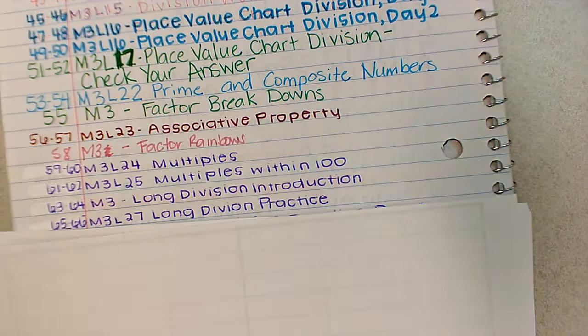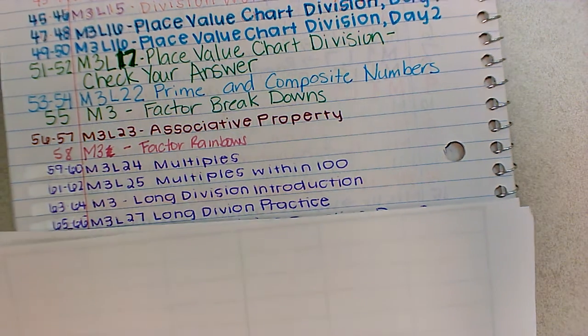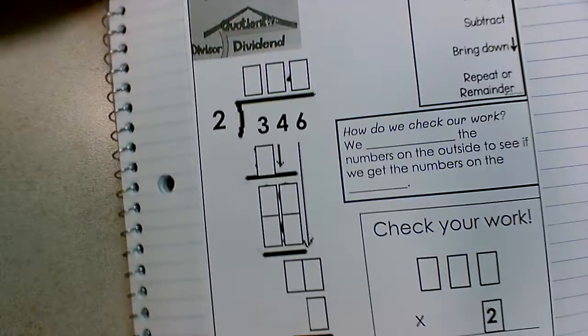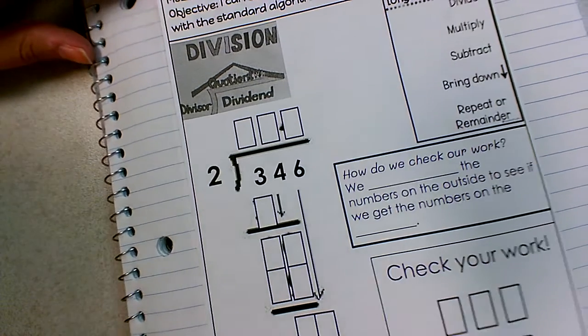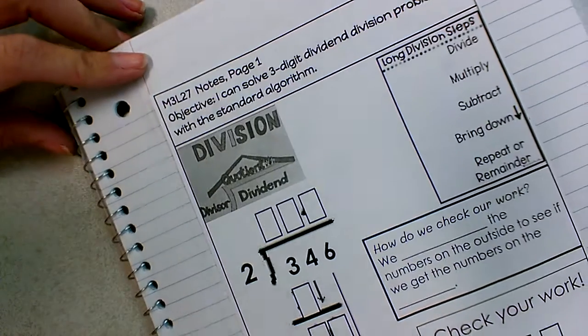Hi, fourth graders. We are back today and we are working on M3L27. And we are going to get into our long division practice. So when you are done with your table of contents, remember you can pause and then flip over to our note page. Whoopsie, here we are. All right, fourth graders, we had our introduction to our standard algorithm yesterday.